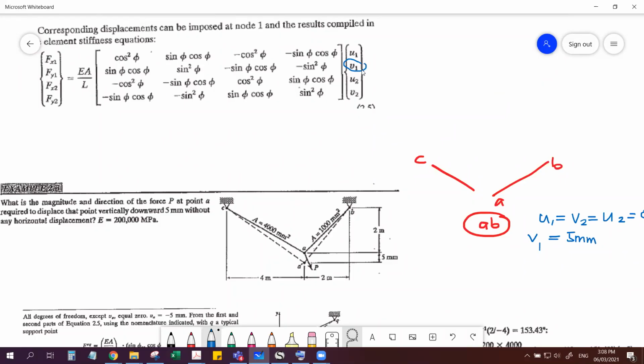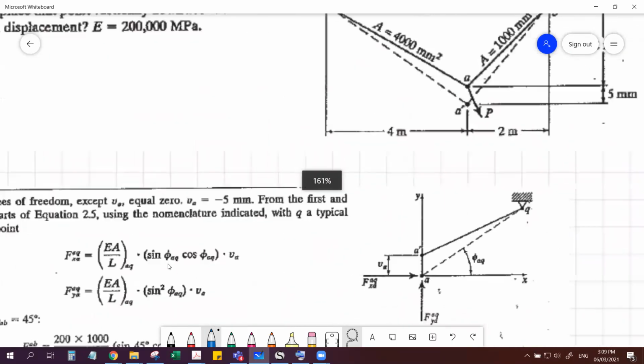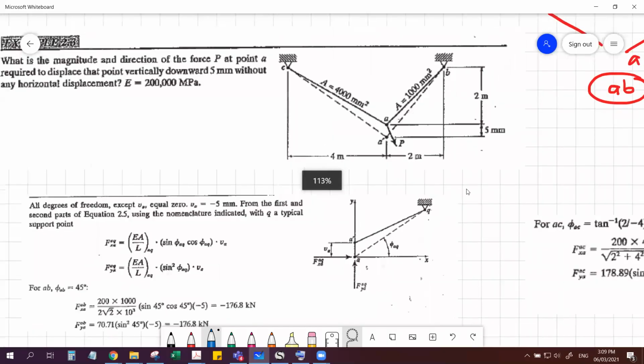So what corresponds to V1? This one. Sine phi, cosine phi. What is the magnitude and direction of the force P at point A? And this one. So we will be using these two terms, right? Because U1 is 0, V1 is available, U2 is 0, and V2 is 0. For FY1, because this is node 1. So the equation we will be using is sine phi cosine phi V1 and sine square phi V1. That is for AB.